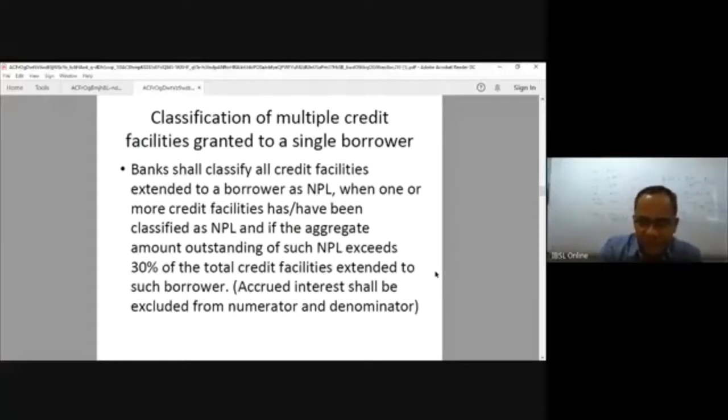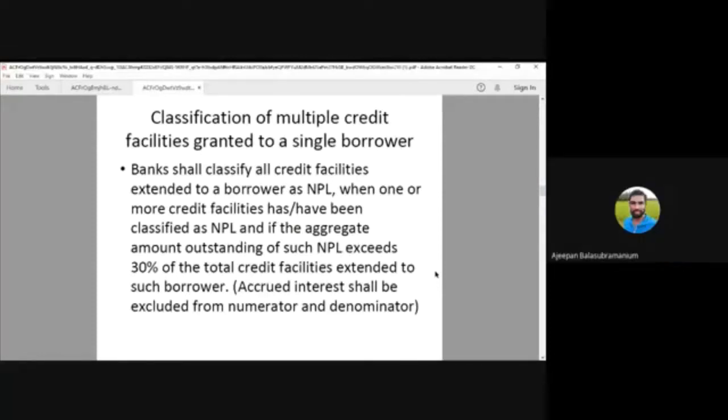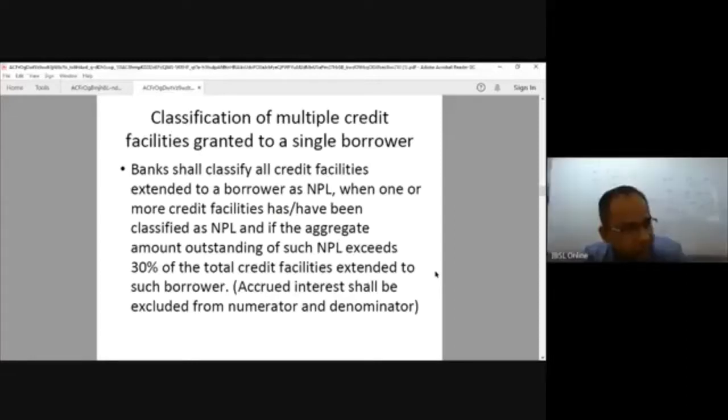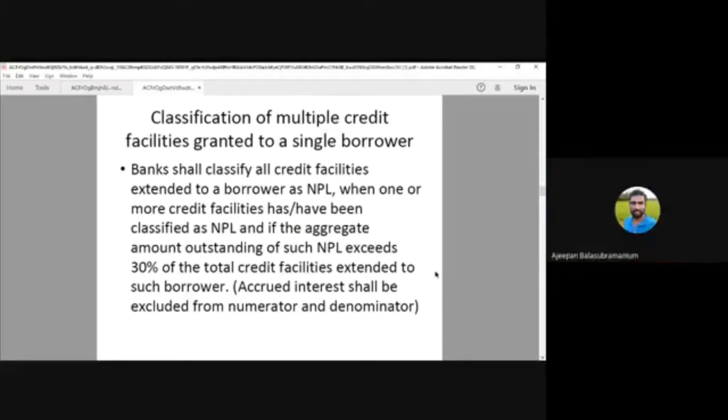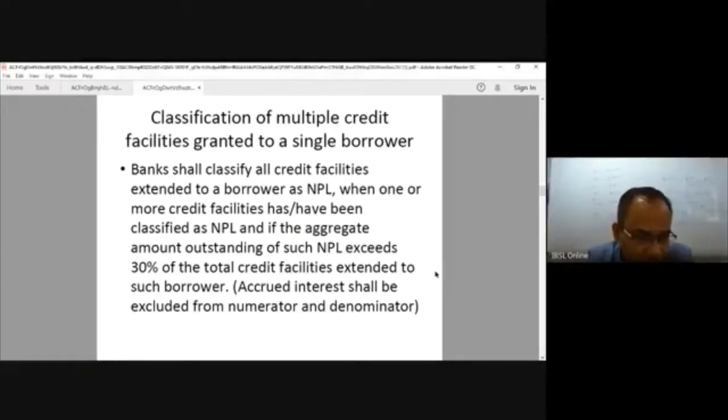Any questions there? Anything you didn't understand? Sir, can you repeat the classification of multiple credit facilities granted to a single borrower again? I didn't get you. Single borrower? The last section, the last one, what I told you.